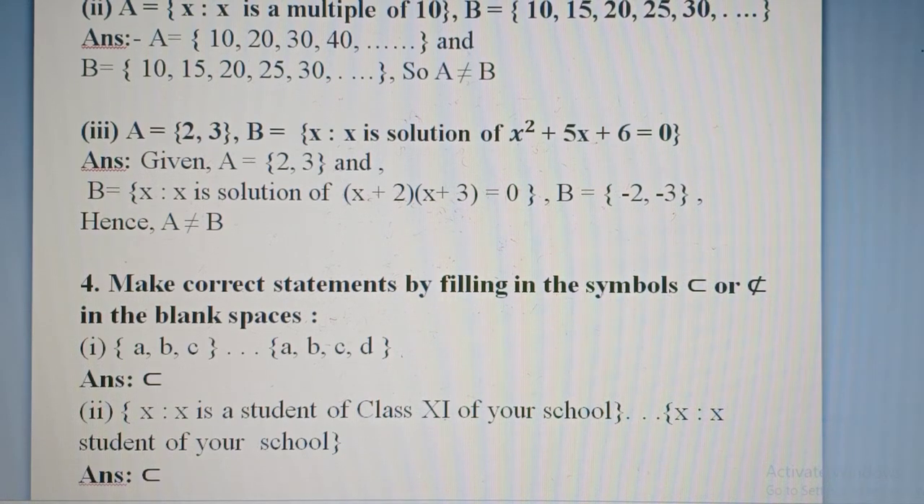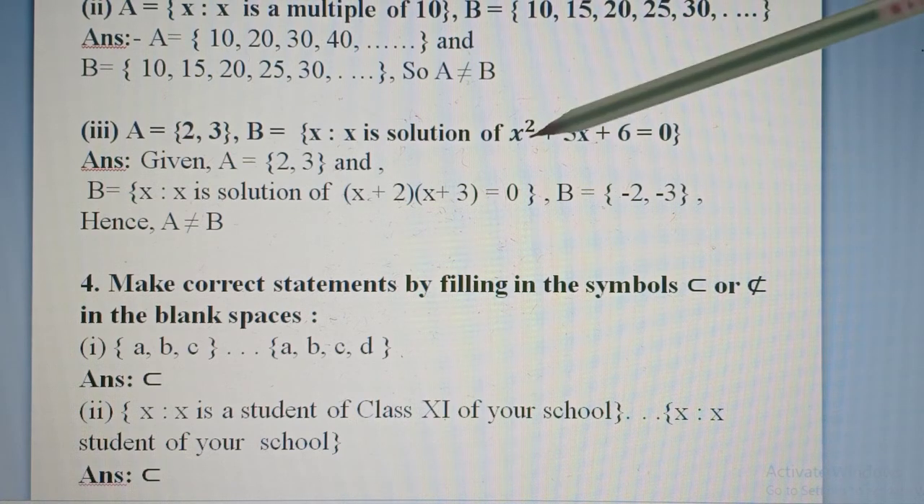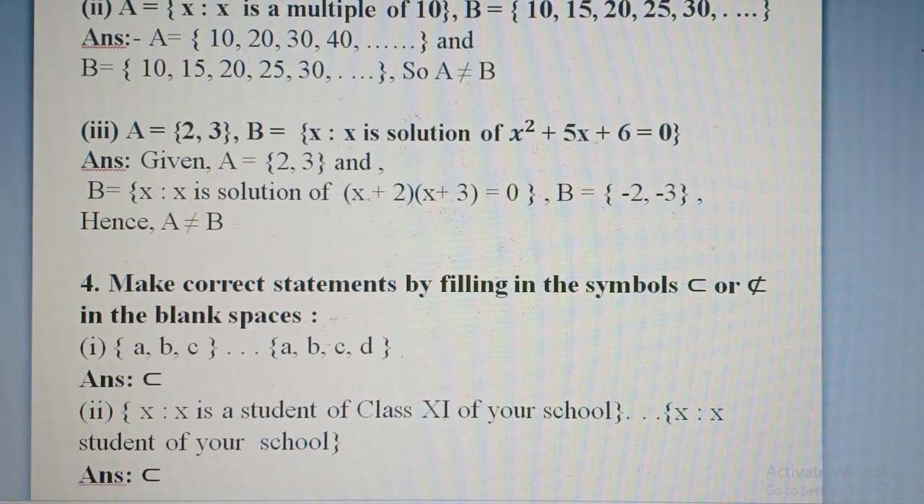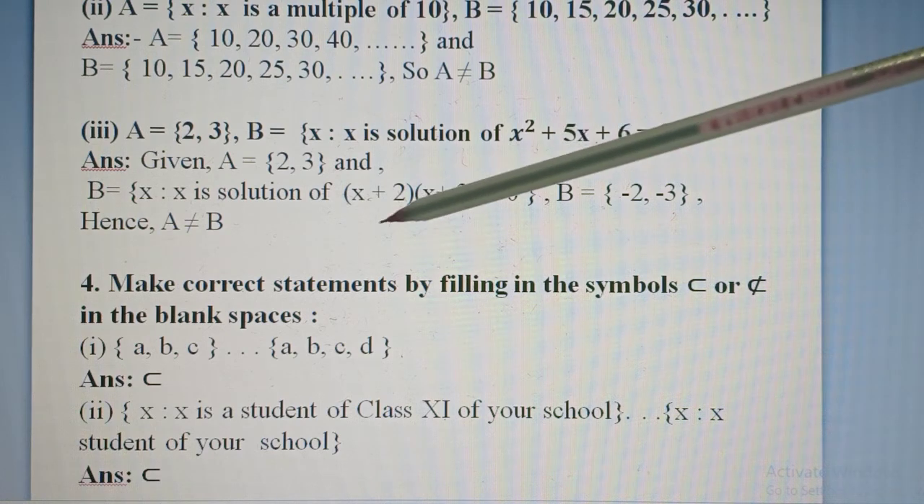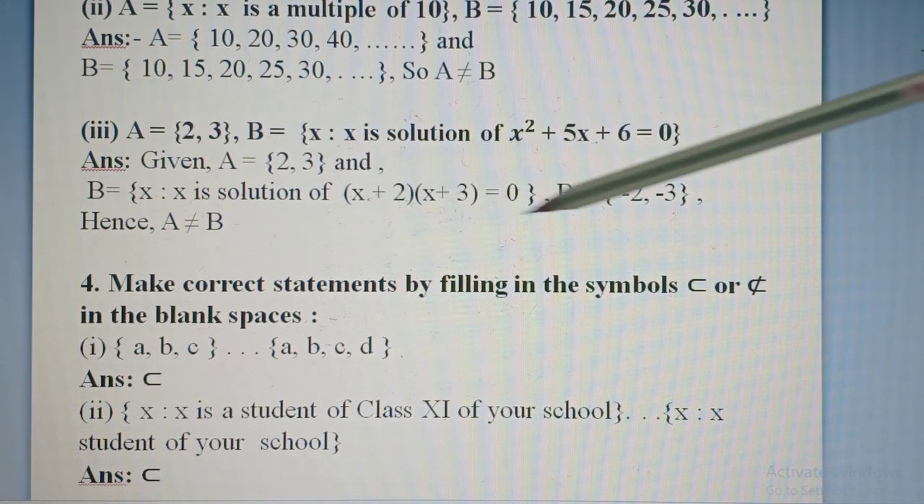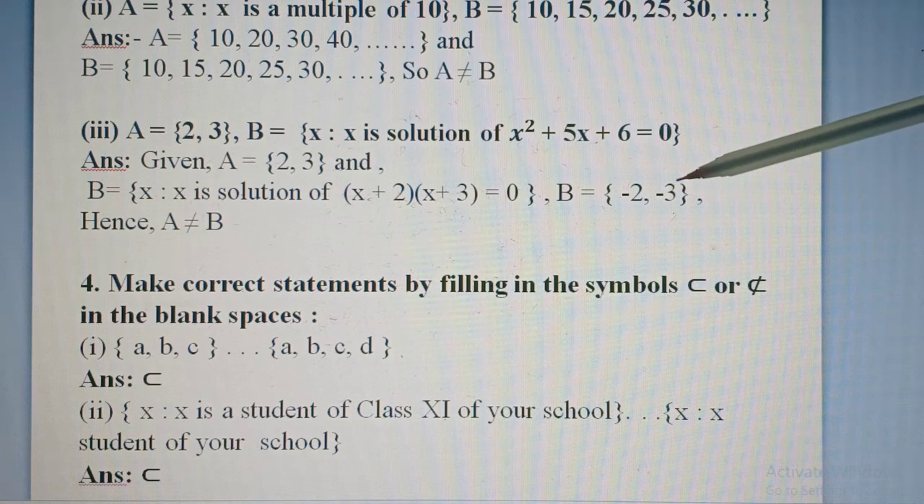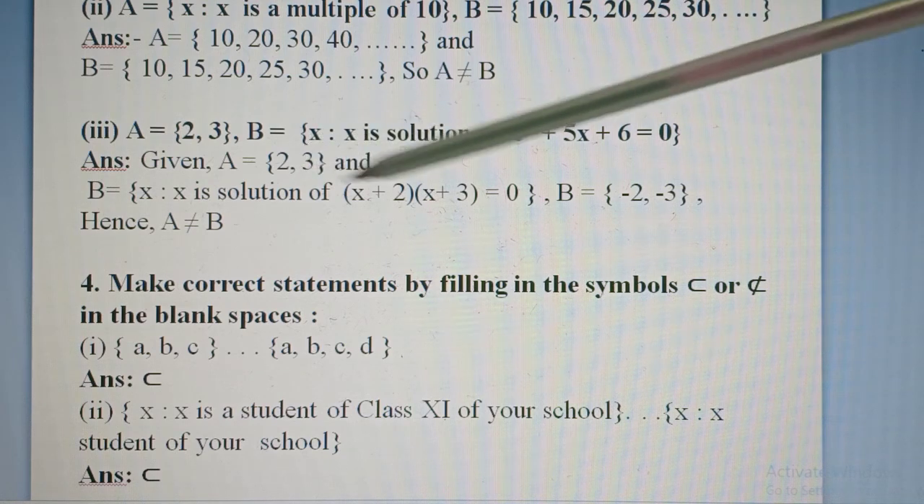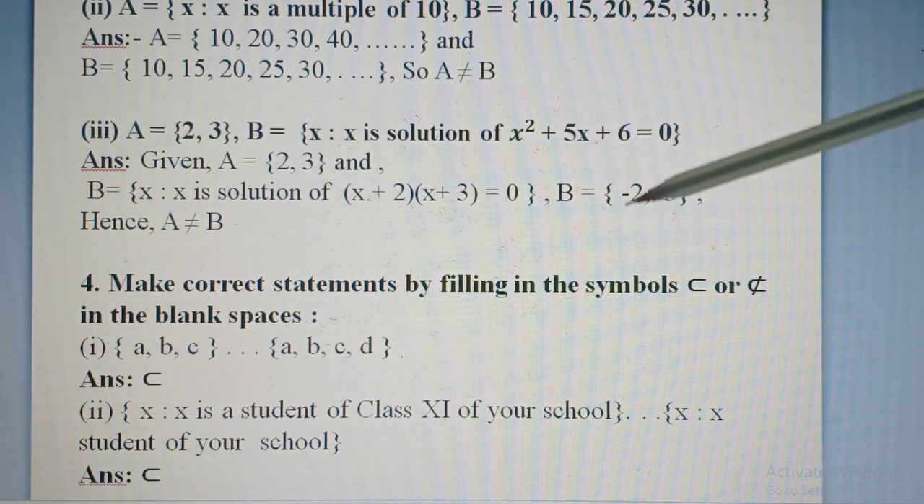Alright. The third question is, A equal to {2, 3} and B equal to {x such that x is a solution of this quadratic equation}. Set A is given in roster form. There are 2 elements, 2 and 3. For set B, we have to find the solution for x, and after middle term factorization we will get the values of x as minus 2 and minus 3. So you can see that the elements are not the same. So here A not equal to B.